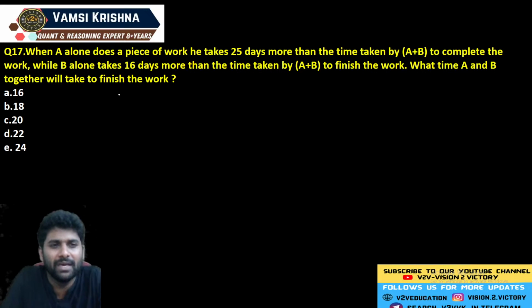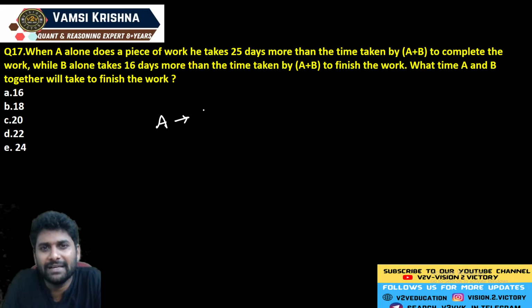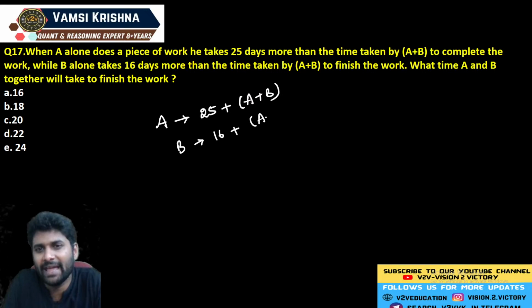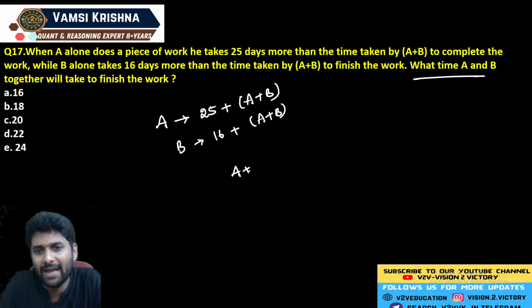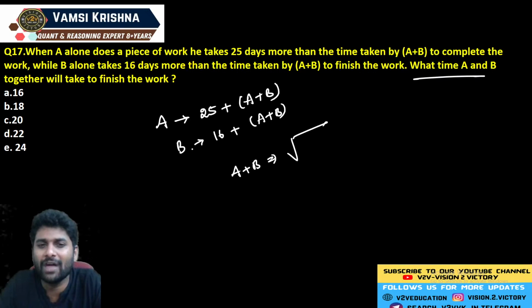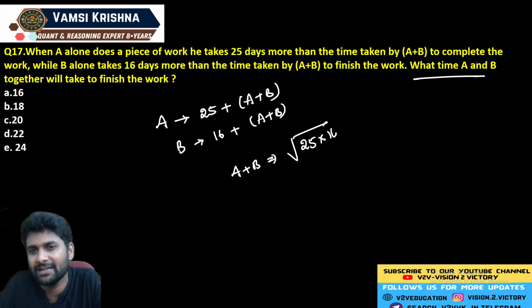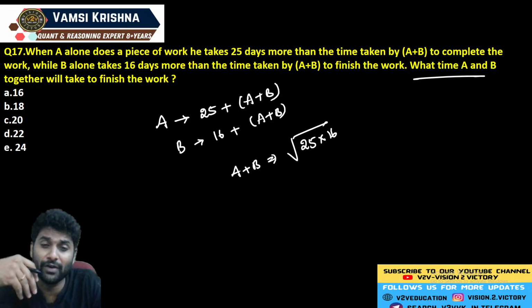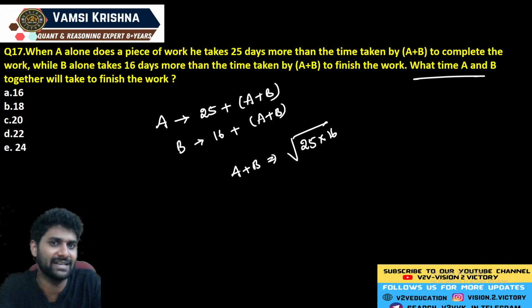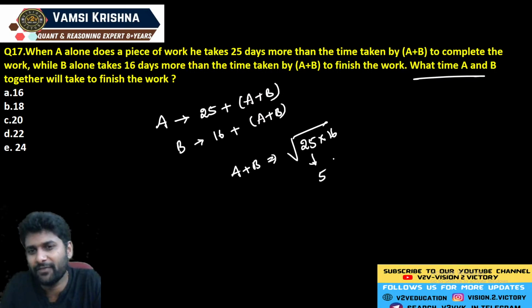Now next question, see. If A alone does a piece of work, it takes 25 days more than A and B together. And B alone takes 16 days more than A and B together. Now the question: the time taken by A and B together to finish the work. So there is a direct theory guys. A and B can complete the same work in the square root of the product of the two numbers, 25 and 16. So this is the theory. If you want proof guys, go through the concept, then you can understand the proof. If you go through the general method, it takes a lot of time. So root of 25 and 16 is 5 and 4. So the answer is 20.